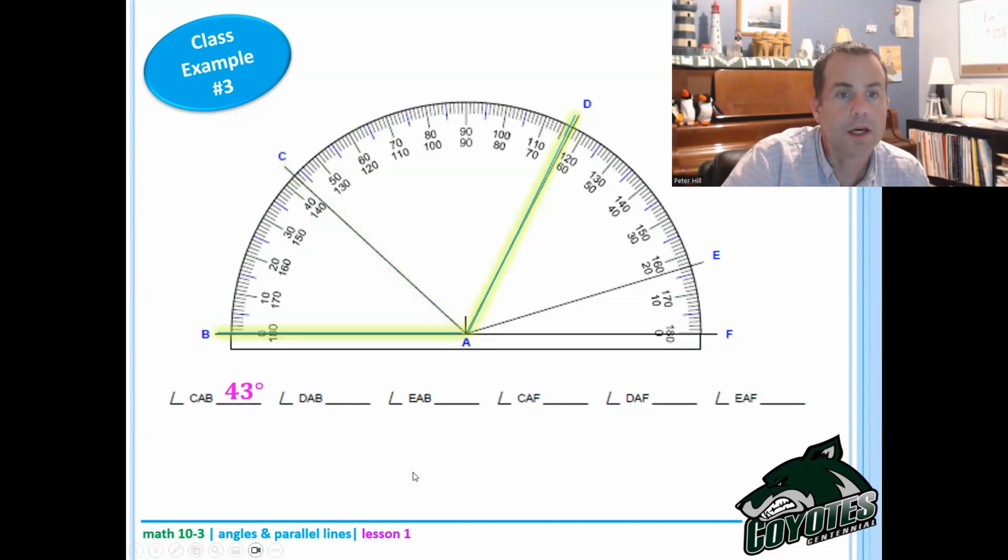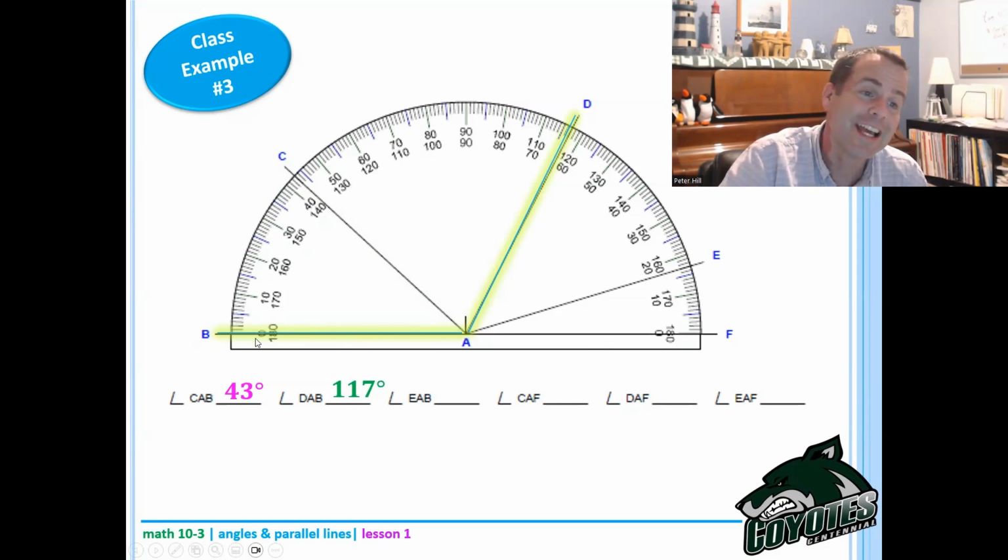So again, I still have the vertex right at the A point here on the protractor, but right in the center of the protractor. Sorry, I really shouldn't have said edge there. Right in the center of the protractor. That's where you want your vertex to be. And then one of your lines has to follow through the bottom line of the protractor.